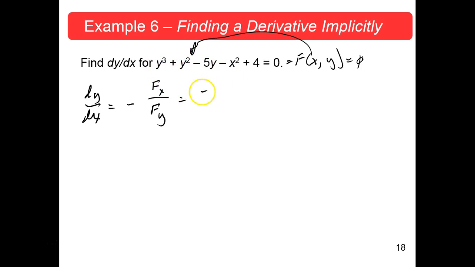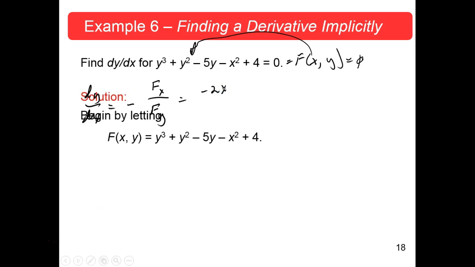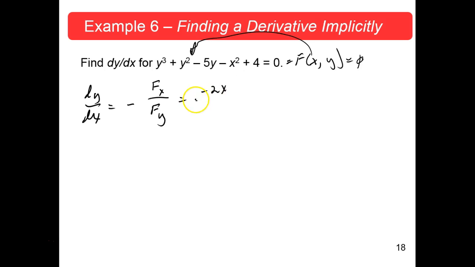Partial with respect to x is minus 2x. That's all she wrote. Sorry, for partial with respect to x, divided by, and this is a minus in front, remember, the partial with respect to y. Well, that's a 3y squared plus 2y. Okay? That's it. Now, if you want to clean it up a little bit, the minus and minus go to plus, so 2x over 3y squared plus 2y. And that's all I can think of to simplify it. Didn't say do it at any particular point.